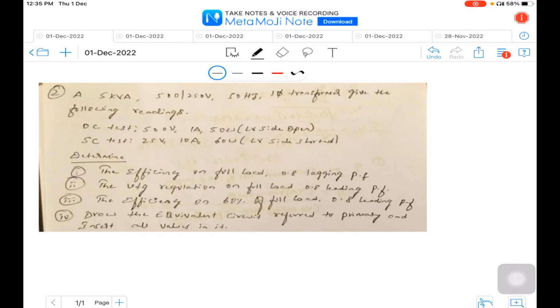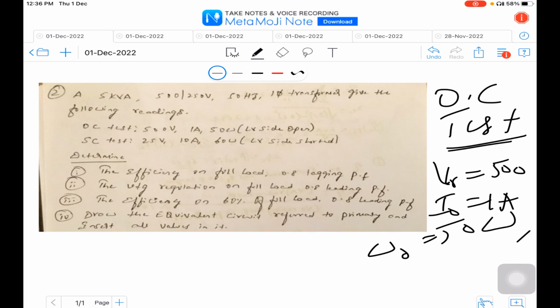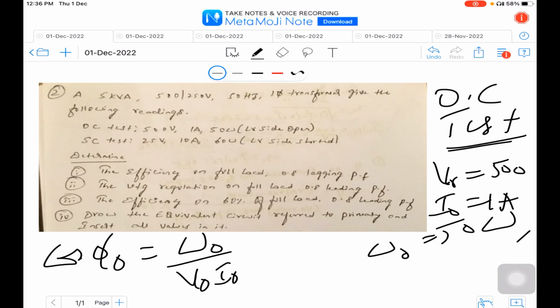Let us write the OC test data here. They have given V0 as 500 volts, I0 as 1 amp and W0 as 50 watts. Now from this we will be able to calculate the value of cos phi naught. We know cos phi naught is equal to W0 by V0 into I0. So it will give us 0.1.